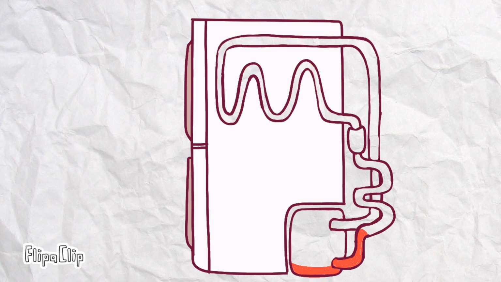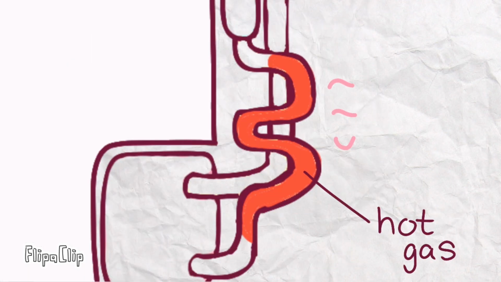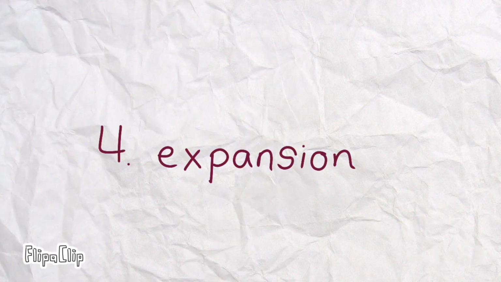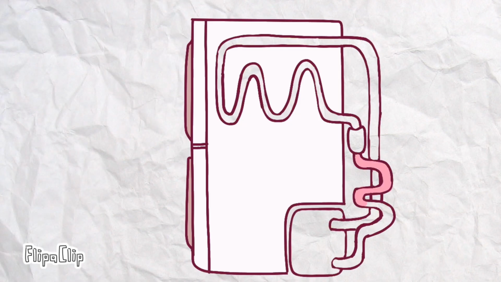So, heat energy is transferred from the refrigerant to the surrounding kitchen air. The refrigerant condenses back to liquid. Lastly, expansion. The pressure of the refrigerant is lowered, causing its temperature to decrease back to that in the first stage.